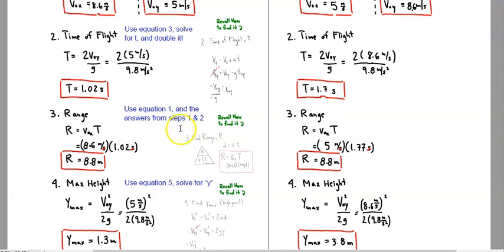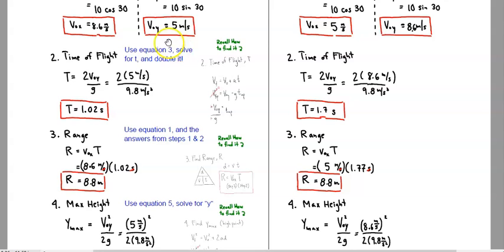Next, we want to find the time of flight. So the time of flight was equation 3 solved for t and double it. And here's a little reminder right here. Equation 3, solve for t and double it, giving you t is 2 Voy over g. The Voy is given right here from step 1. 2 times the Voy divided by gravity gives you a flight time of 1.02 seconds.